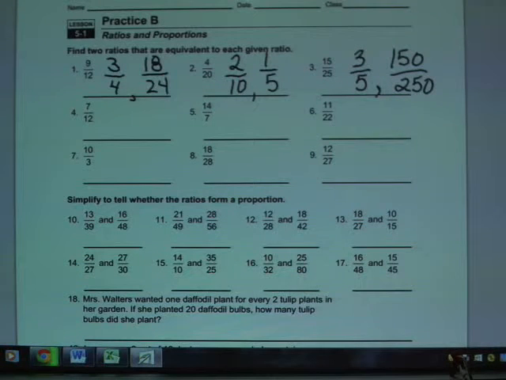And as you can see, in 4 through 9, you're going to do the exact same thing. You're just going to keep on coming up with something bigger or smaller, two ratios for each question.